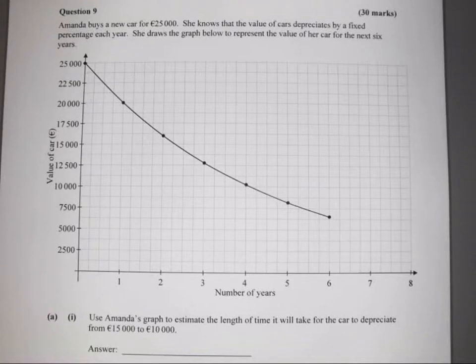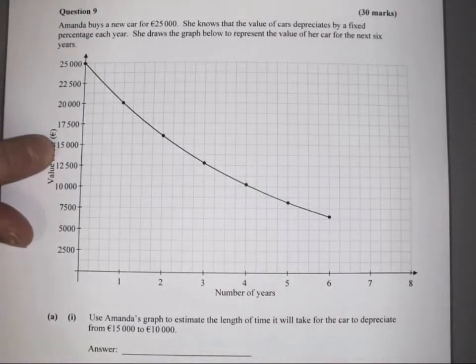Amanda buys a new car for 25,000. It depreciates every year, and here's the graph. Use Amanda's graph to estimate the length of time it will take for the car to depreciate from 15,000 to 10,000. Well, here it is at 15,000.